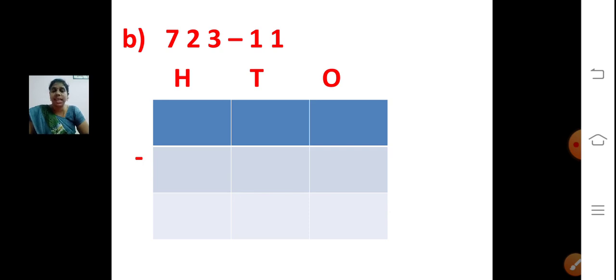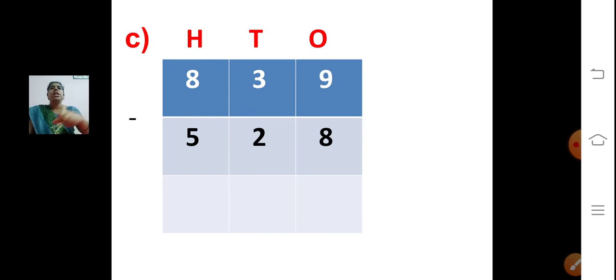723 minus 11. Write the numbers in the exact places and then subtract. If you have the book, do it in the book itself. Those who don't have the book, you can do it in the notebook. C sum: 839 minus 528. So now practice well all the sums, children.